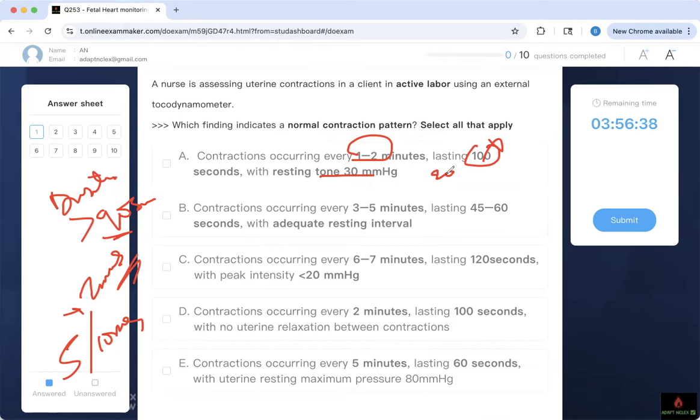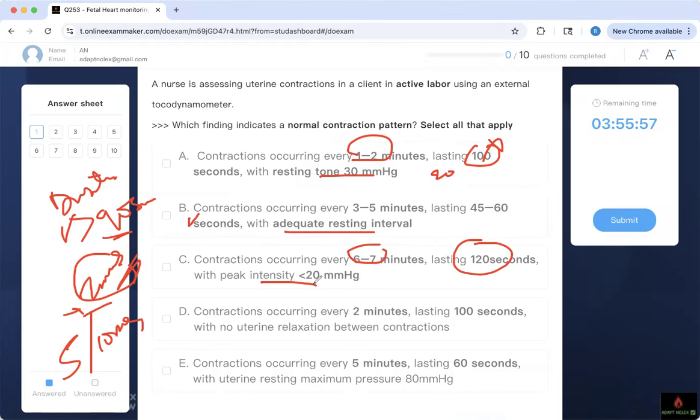That's all. Contractions occurring every 3 to 5 minutes. Yeah, it's more than 2 minutes. And it's lasting 45 to 60 seconds, less than 90 seconds. That's good. And there's an adequate resting interval. That means you're waiting more than 2 minutes. Contractions occurring every 6 to 7 minutes. It's very slow, but it's okay. But each contraction lasts a long time, 120 seconds. That's wrong. The peak intensity has to be high. That means the maximum pressure you can have in the uterus when it's contracting, you want something like 80.